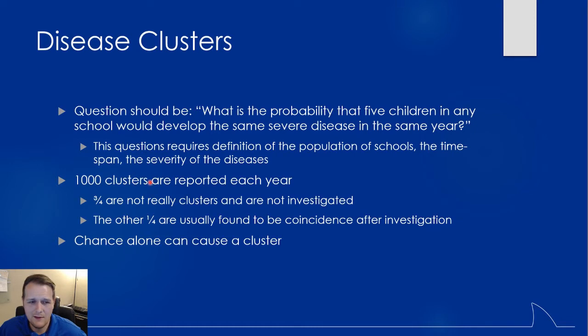And you find that thousands of clusters get reported each year, and most of the time they're not really clusters, right? The actual rates are not any higher than what you would normally see from year-to-year. And then the other quarter that actually gets investigated are found to be just total coincidences, right? It's just kind of a blip on the radar. Even though we may think that is abnormal, or we may think that there's something there, when you actually do the testing, it's just a pure coincidence, right? Because chance alone can cause a cluster, right? That's one of those things you have to realize, is that sometimes uncommon occurrences just happen to occur, and you can see these sorts of things pop up.